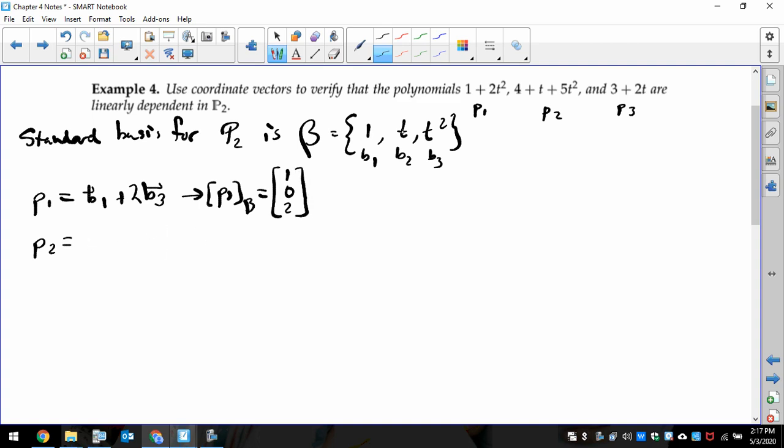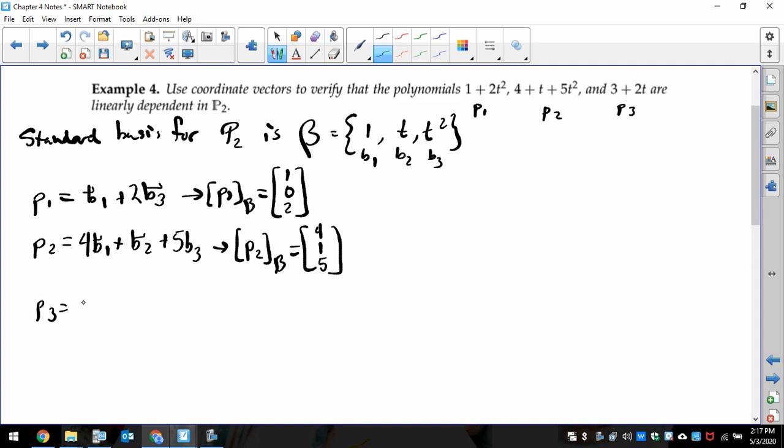So now p2, this polynomial, is 4 b1 plus b2, and then 5 b3. So the b coordinates of p2: the constant is 4, the linear term is 1, and the quadratic term is 5. p3 is just going to be 3 b1, 2 b2, 0 b3. So the b coordinates of p3 are just 3, 2, 0.